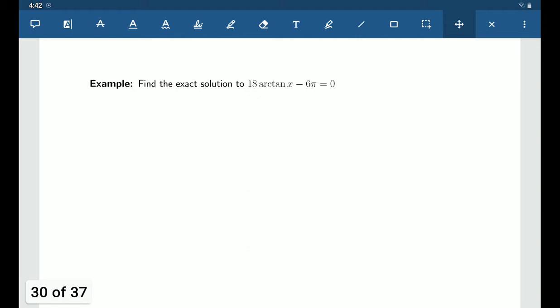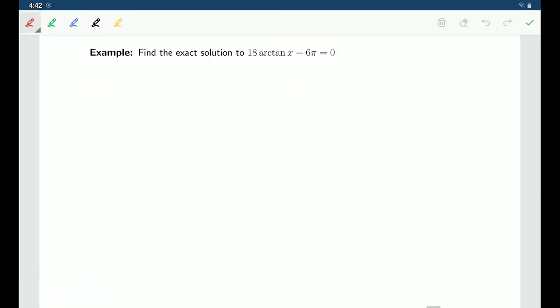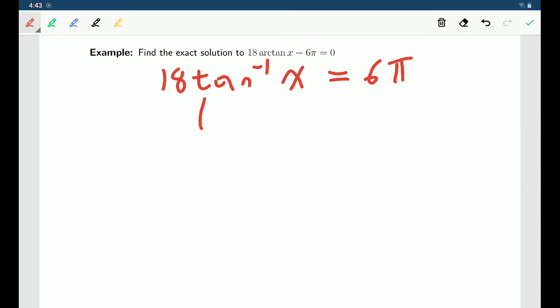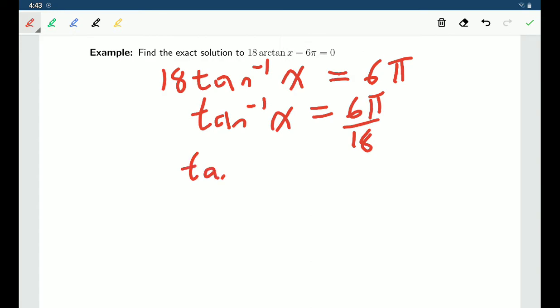We want the exact solution to 18 arctan of x minus 6 pi equals 0. So first thing that I'm going to do is just rewrite it, moving everybody from one side to the other, except for the inverse function. Instead of writing arctan of x, I'm writing tangent inverse of x, because of course that's the same thing. I move the 6 pi to the other side. I divide both sides of the equation by 18. And so now I've got tangent inverse of x is 6 pi over 18.